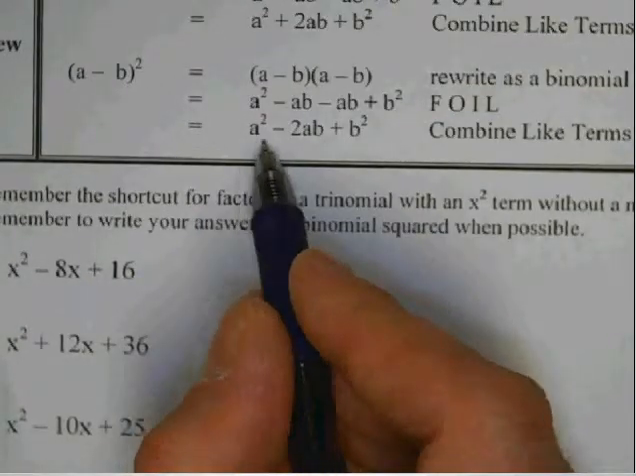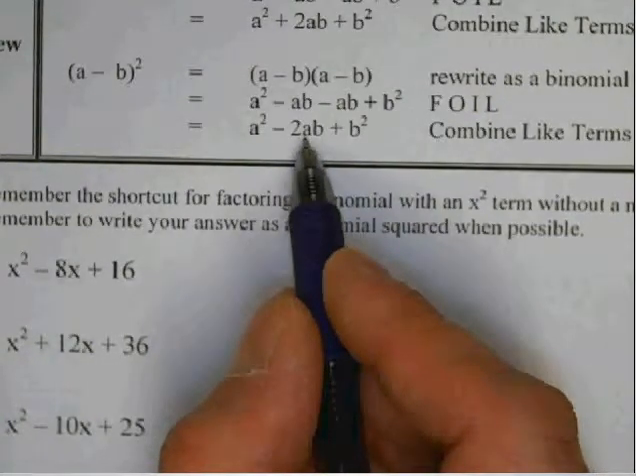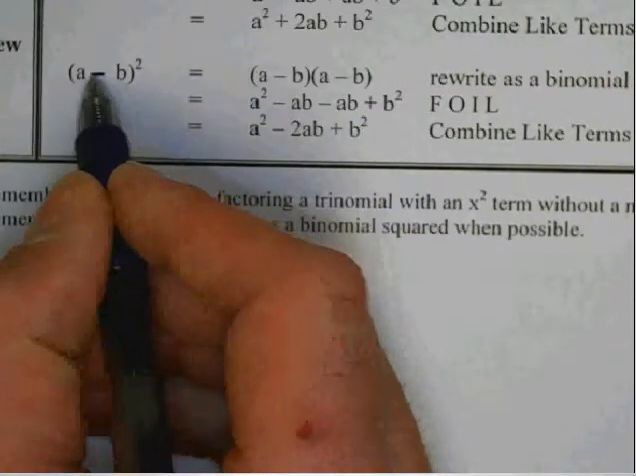Down here, we have a squared and b squared, but the middle is what? Negative double the product of a and b. Why is it negative? Because that's a negative there.